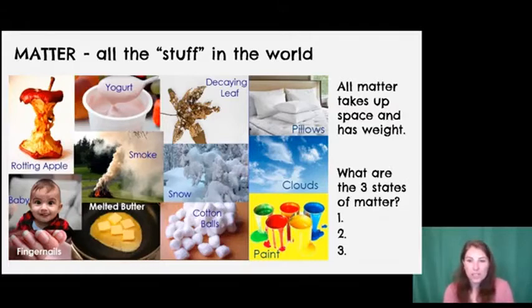We looked at these pictures that you see here. All of those things are examples of matter. Everything there is matter. Even the smoke, even the old decaying leaf, even the clouds that you can't really touch, but they're there. What are the 3 different states of matter? Can you say it out loud?